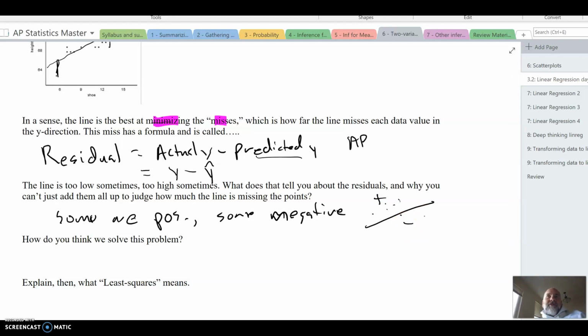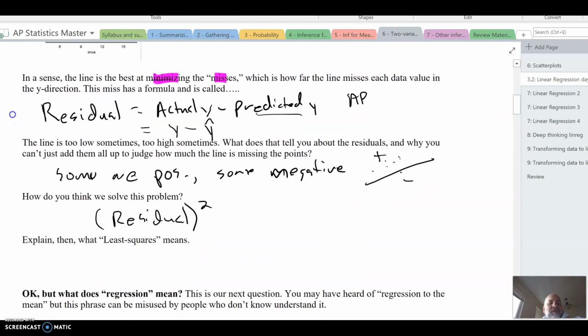So some are positive, some are negative, but we want to add all these up. How do you think we're going to solve this problem? If you think back to earlier in the year, I bet we're going to take the residuals and just square them, right? And that's exactly what we do, just like standard deviation. In fact, there are a lot of connections with standard deviation here. And so explain then what least squares means.